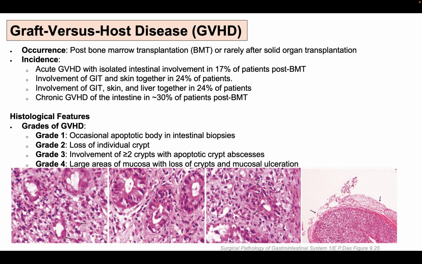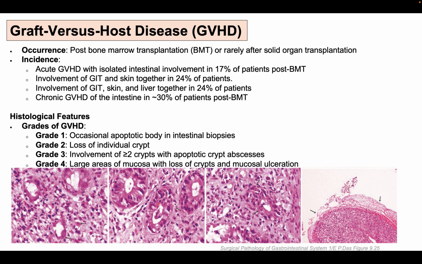It occurs post bone marrow transplant, or rarely after a solid organ transplant. Incidence is 70% of patients post bone marrow transplant. Involvement of GIT and skin together occurs in 24% of patients. Involvement of the GIT, skin and liver together occurs in 24% of patients. Chronic GVHD, meaning graft versus host disease of the intestine, occurs in 30% of patients post bone marrow transplant. So here are the 4 stages. The most common histopathological finding of graft versus host disease enteropathy is apoptosis and crypt abscess.